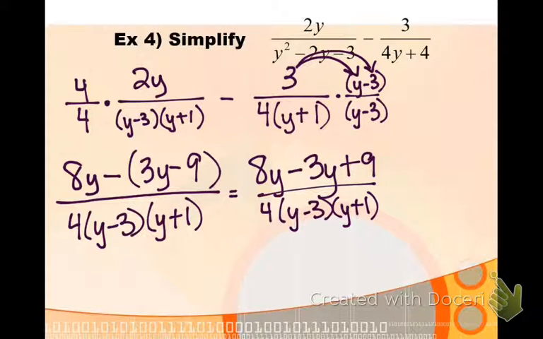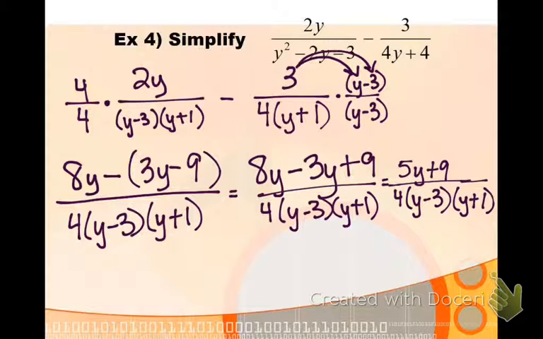Do we have any questions about how we got here? Is that the answer? It is not the answer. What can we do? Combine like terms. We can combine like terms on this one. What can combine? 8y and 3y. The 8y minus 3y gives me 5y. 5y, still plus 9 over 4 times y minus 3 times y plus 1.